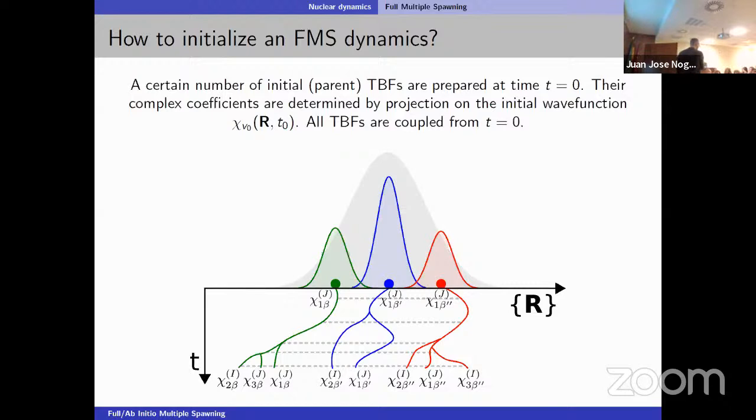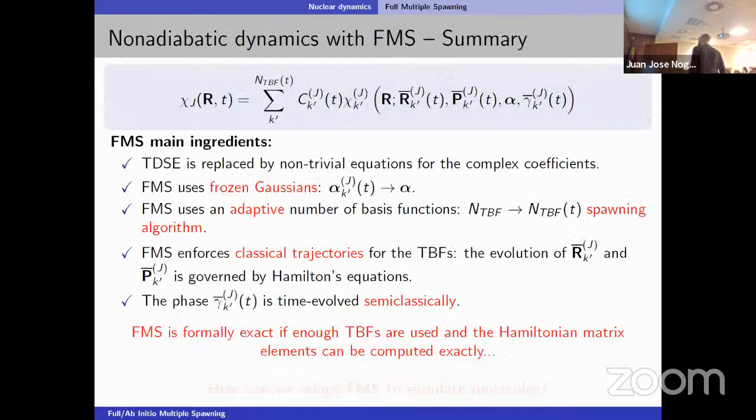And when you start to have 20 of these Gaussians, and I'm going to mention this after, you will need to care about the fact that they're talking to each other. So it's not just 20 individual Gaussians. You need to calculate some intermediate stuff. But I'm going a bit ahead of myself, so I'm just going to carry on here. So that's the big summary. Full multiple spawning: we use this ansatz here, frozen Gaussians, they evolve classically. We have a number of trajectory basis functions that evolve over time, okay?